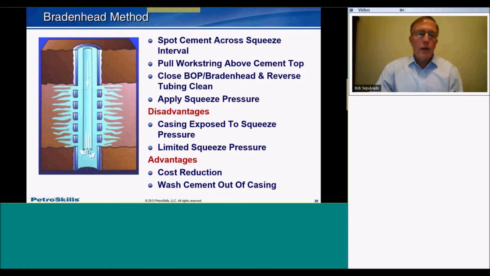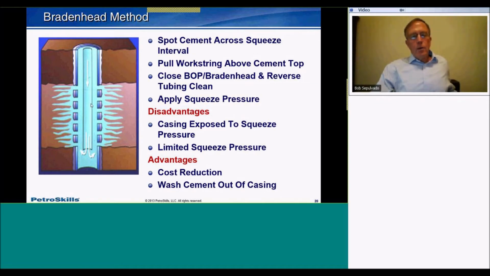So we start off with having cement across the entire perforated interval, and that's beneficial. Once we do that, we go ahead and pull the tubing up the hole above the top perforation, isolate the annular area, and begin to apply pressure down the tubing and squeeze the cement into the perforations. Now one of the disadvantages of the Bradenhead method, we're limited in pressure because the entire casing annular area is exposed to whatever pressure we're applying on the squeeze. So we have to be aware of that and address that and understand that.